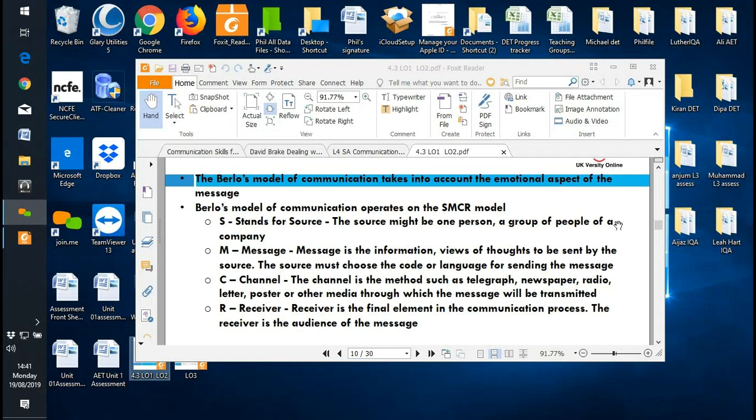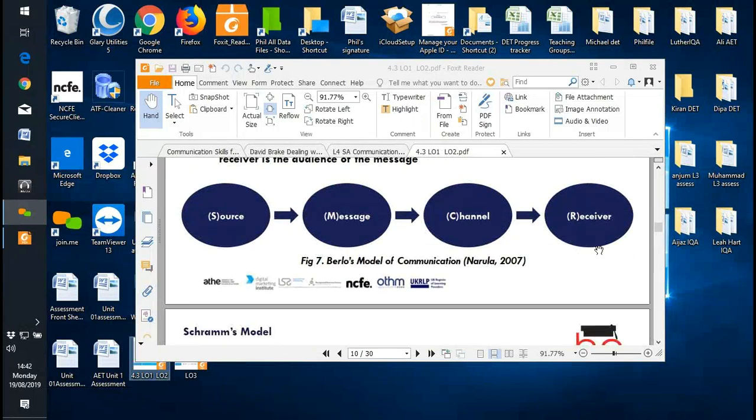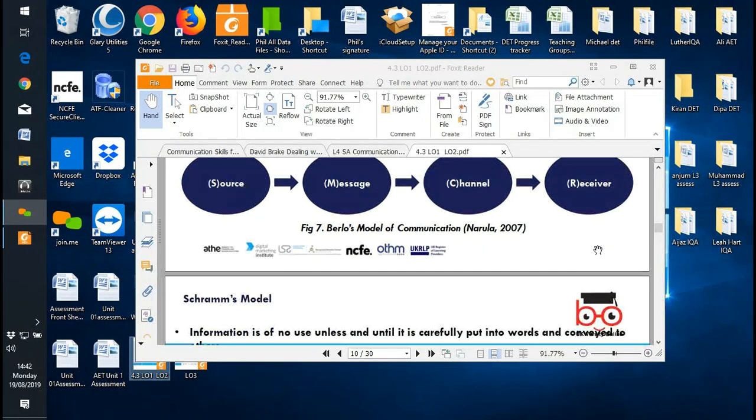The source may be one person or a group of people or part of a company, so they can have meetings by Skype and by this communication method we're using. The message obviously is the information, views or thoughts sent by the source, and the source must choose the language of the message. The channel is a method such as telegraph, newspaper, radio, letter, post, email, whatever mode or method you use for how it will be transmitted. And the receiver is the final element in the communication process. The receiver is the audience of the message. So Berlo's model is source, message, channel, receiver.